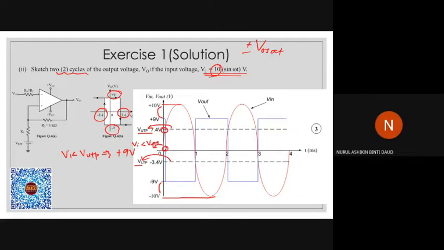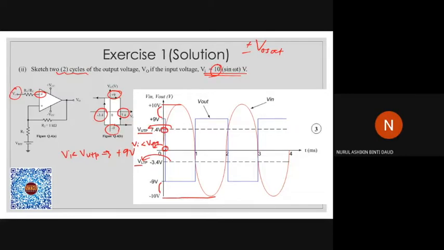And also you need to look at where the input is. If the input is at the inverting point, it will be positive 9 volts. If the input is at the non-inverting, which is the positive, it will be the other way around. So if you want to draw the output, you need to first compare the value of the input with the UTP, and also make sure where the input signal comes from.